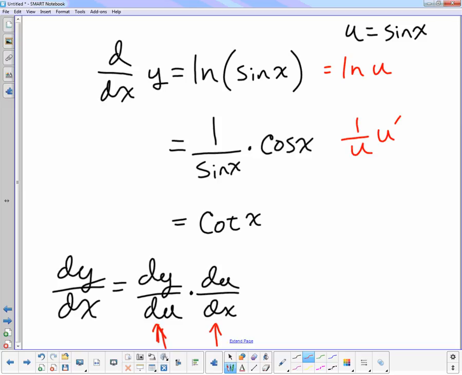So you wind up getting dog prime over dog. Or in this case, sine prime over sine. And the derivative of sine is cosine. So you get cosine over sine, which is cotangent. Without doing the work in your mind, try this.